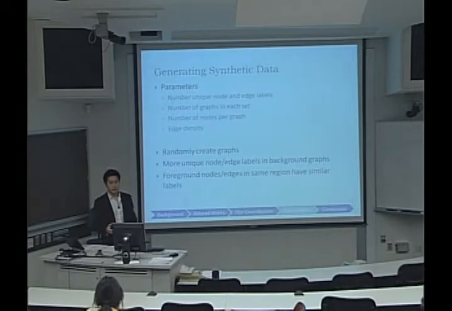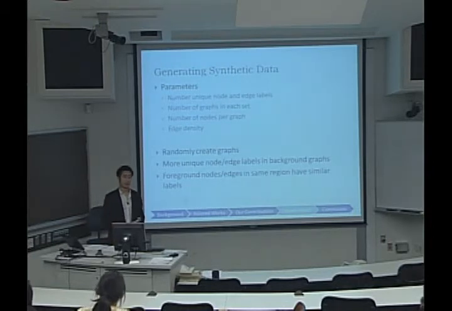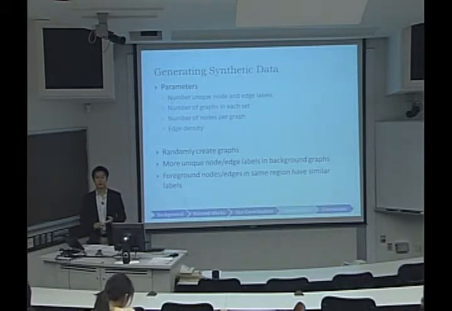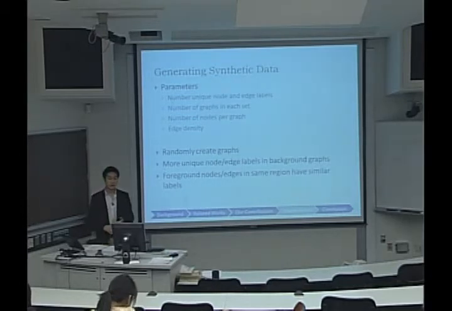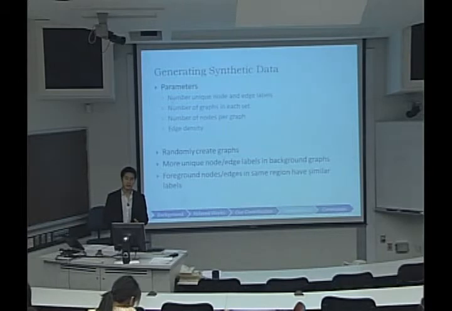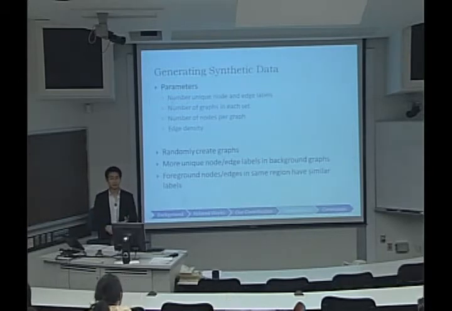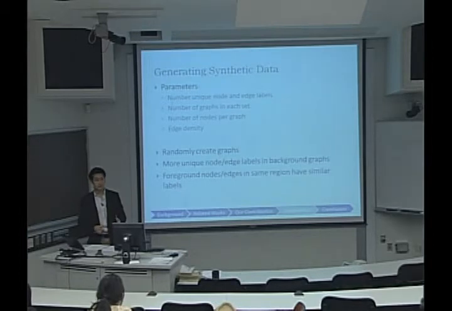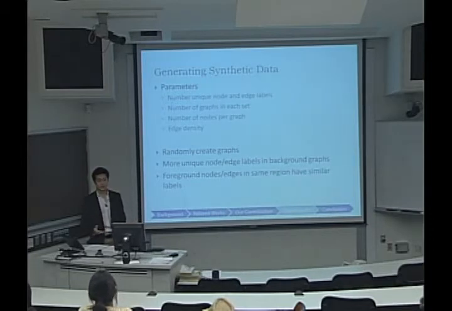In order to remedy this, we wanted to experiment with some synthetic data. In generating synthetic data, we needed to specify 4 parameters. Each of the base values of these parameters were taken from the values in the protein data sets. First, we need to edit the number of unique node and edge labels, the number of graphs in each set, the number of nodes per graph, and the edge density. The last 2 of these parameters are most important for our purposes. The nodes per graph represents the size of the graph. The edge density governs the sparseness.